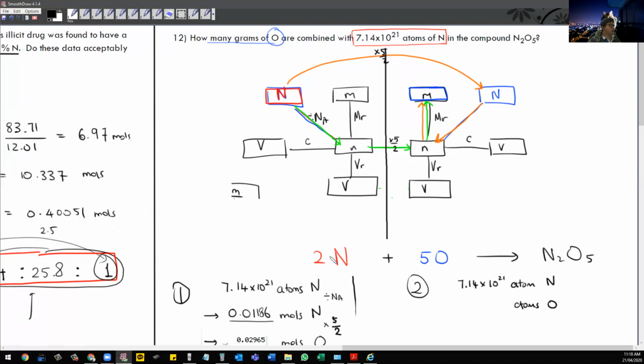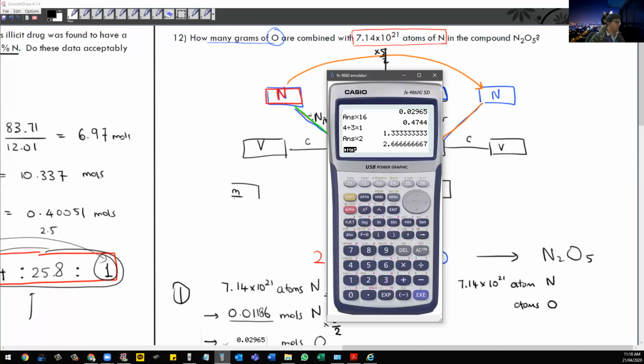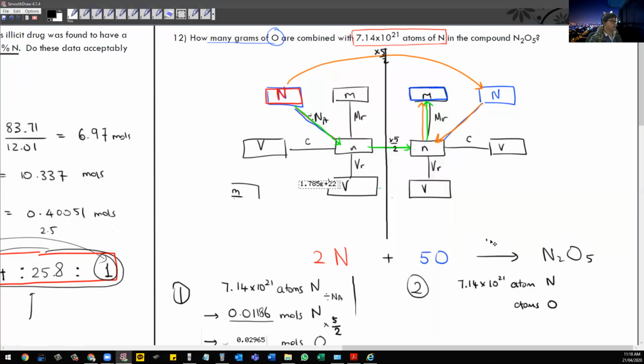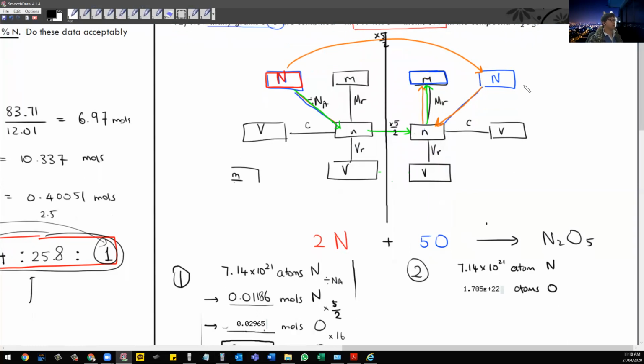If you look at this equation, there are always 2.5 times more oxygen than nitrogen, true? Yeah. So multiply 7.14 times 10 to the power of 21 times 2.5. Then you get 1.7, yep, that number. Just copy that. So you get that many atoms of oxygen.